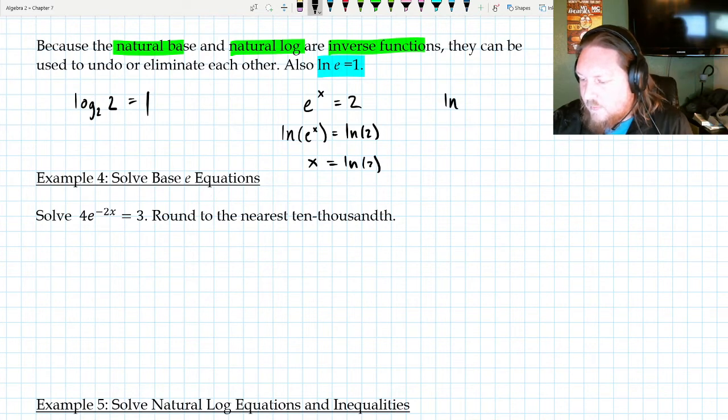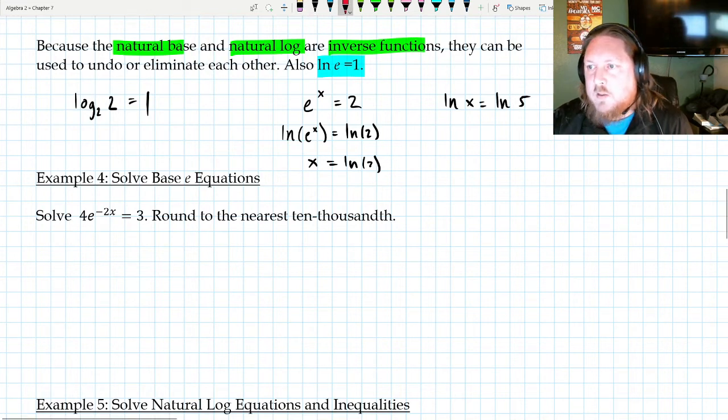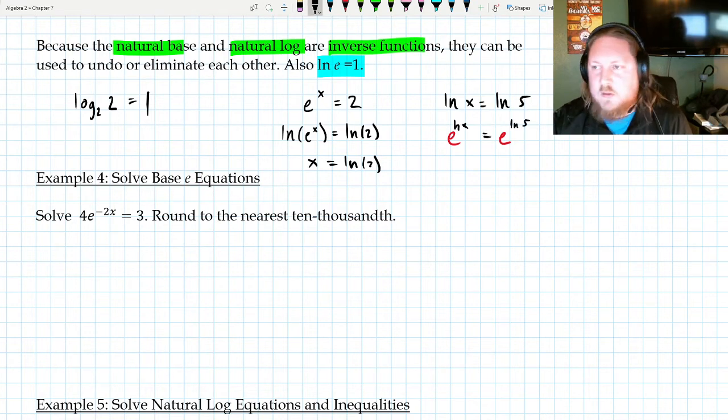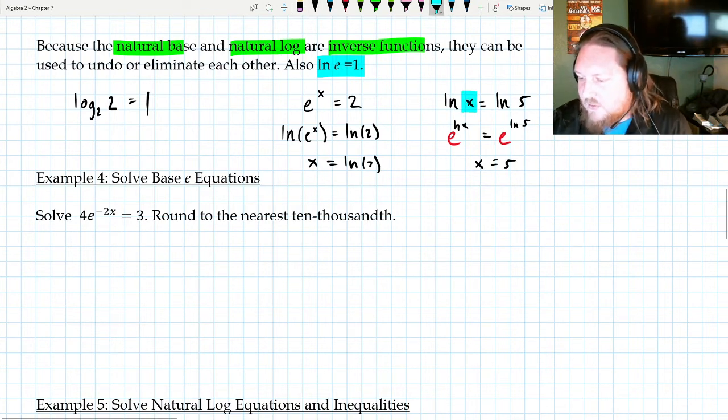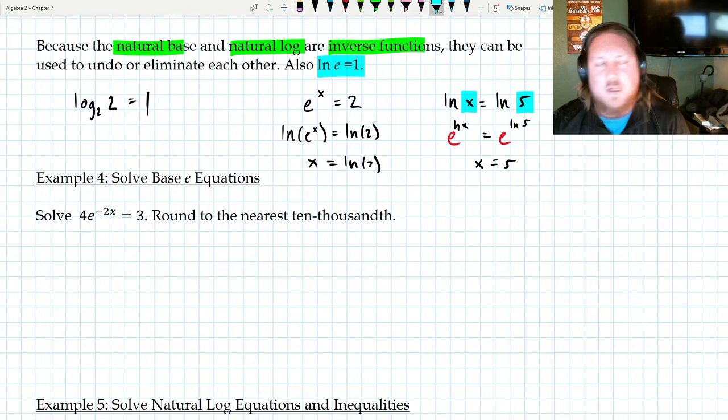If I have the natural log of x equals the natural log of 5, I just make e the base and the natural logs the exponents, and the two equations are equal. And they cancel each other out, so all we're left with is x equals 5. Which makes total sense, because if the bases ever match, then the insides match, right? But that's how this works.